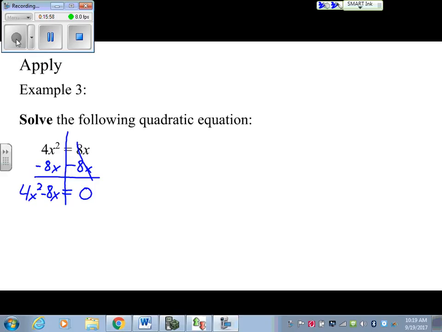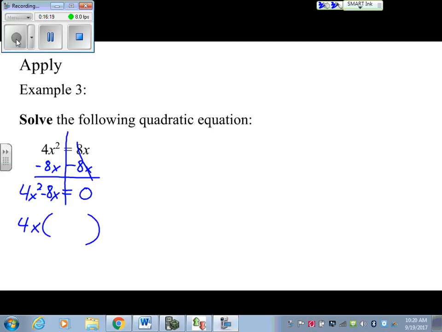Quadratic, equal to 0. So now we can solve this by factoring. But remember, there's no c term here. There's no constant. So we can do our monomial factoring here and ask ourselves, what term can we pull out from both 4x squared and negative 8x? Again, they're both even, so I could pull out at least a 2. In this case, I'm going to pull out a 4. They both have an x, so I can pull that out as well.